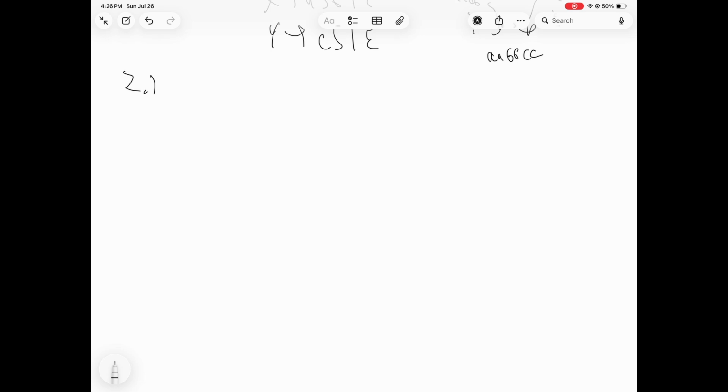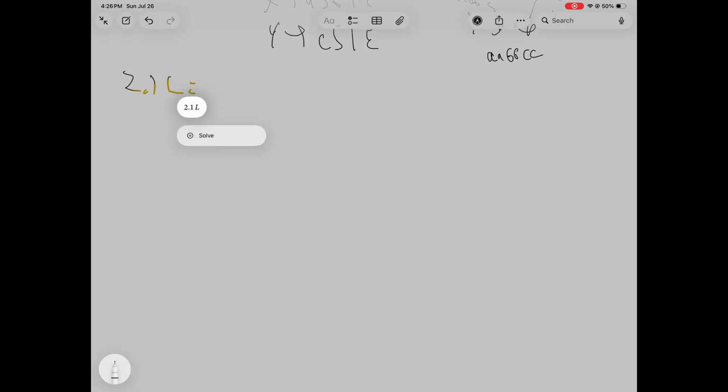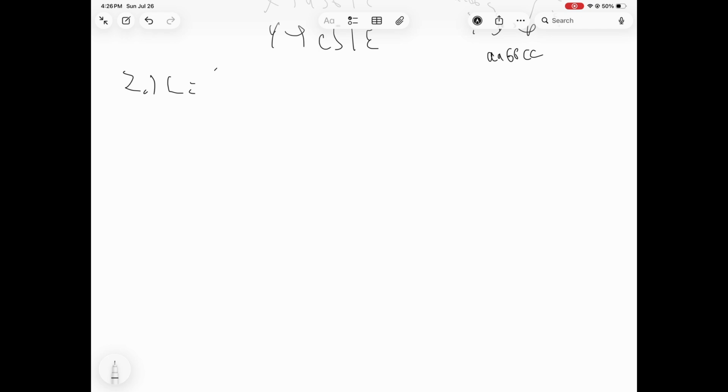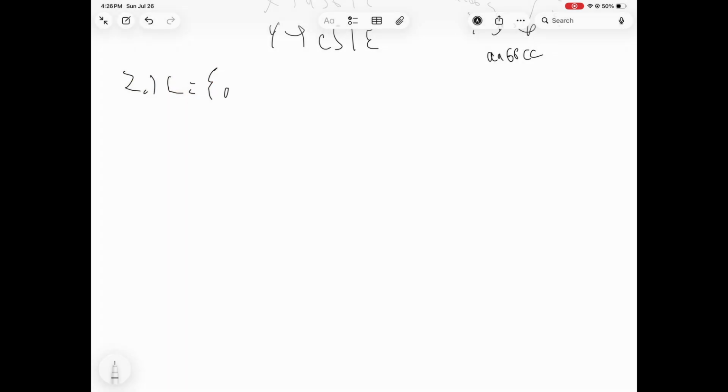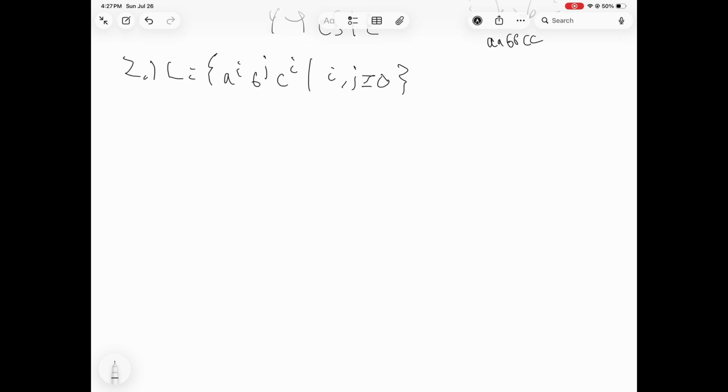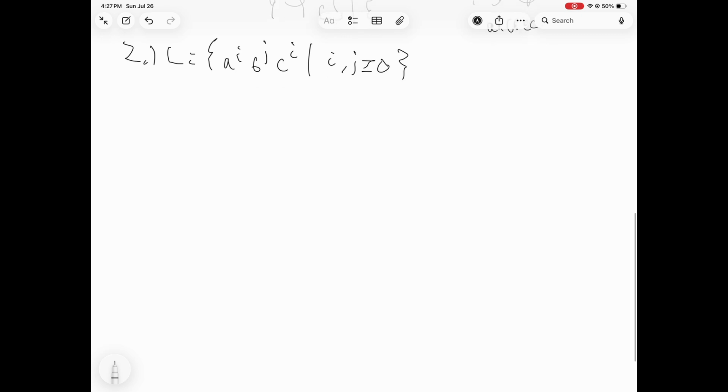For the second problem, we're going to be thinking of the language a to the i, b to the j, c to the i, such that i, j is greater than or equal to 0. Sorry about that delay. I wrote the problems in advance, but my handwriting on this one was a little questionable.